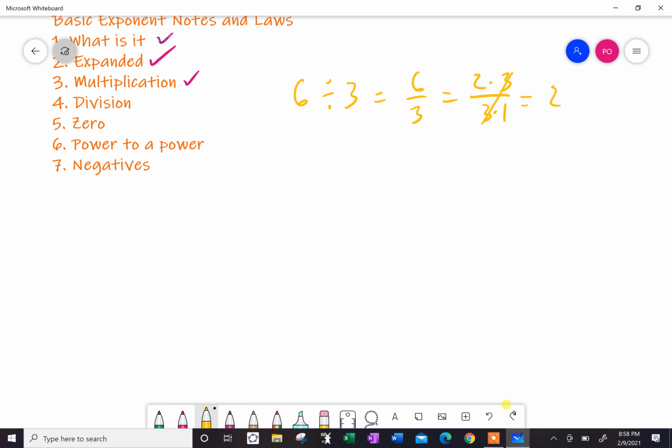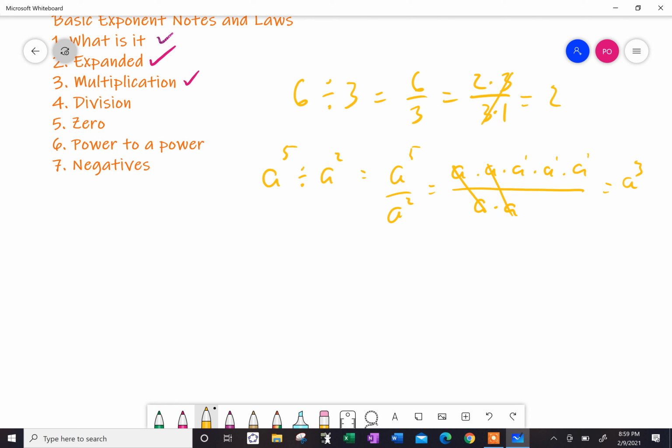So if I had A to the 5th divided by A squared, I could rewrite that as A to the 5th over A squared. And now I'm going to pull these apart. A times A times A times A times A over A times A. Well, remember, A goes into A once, A goes into A once, and now I'm left with the multiplication rule. 1, 2, 3, which is A cubed.